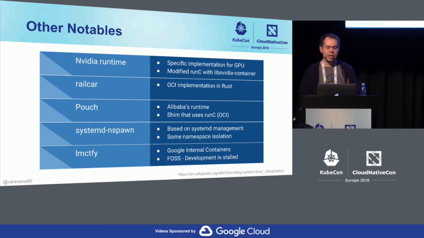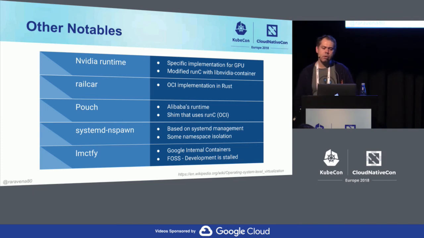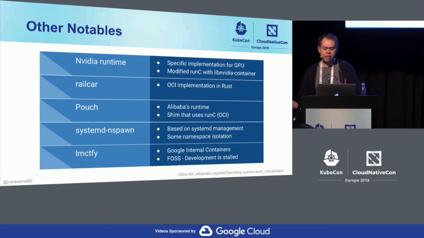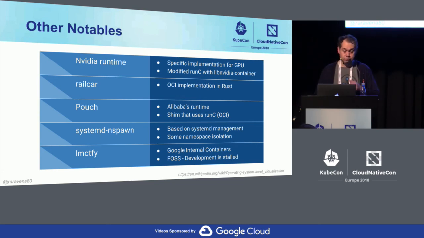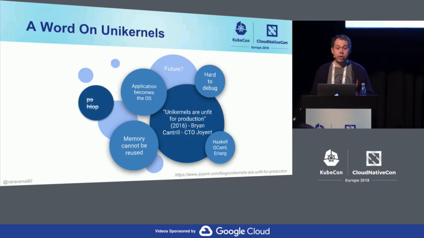There's systemd-nspawn, which is a very lightweight isolation mechanism, not quite like a runtime. It just provides some namespace isolation. And there's Let Me Contain That For You from Google, which got open sourced in 2015, but it's no longer being developed because they're focusing more on OCI runtimes.